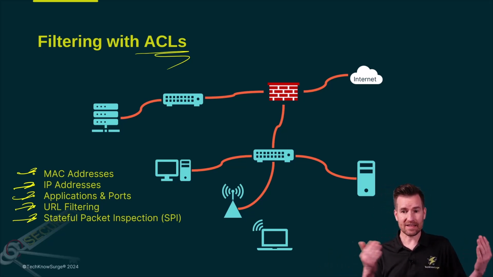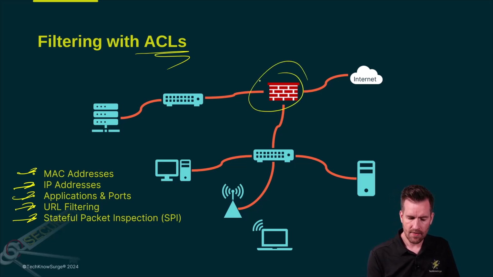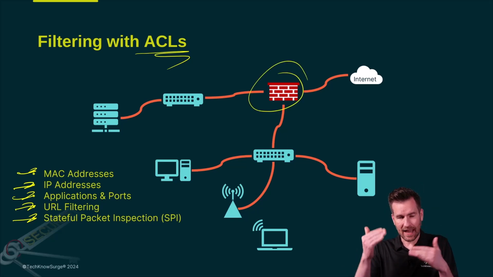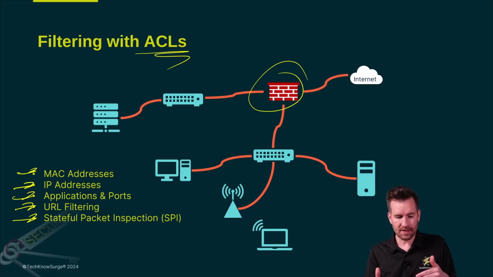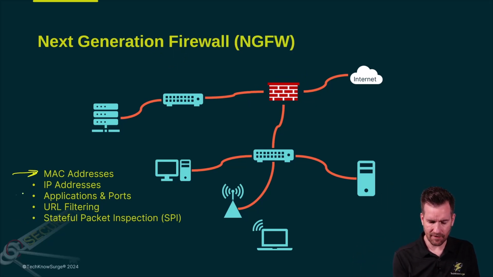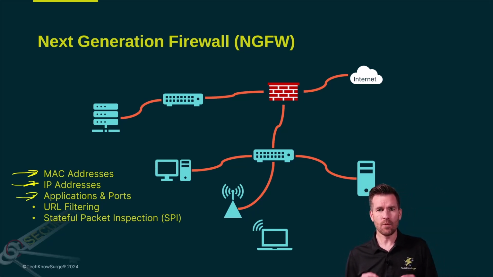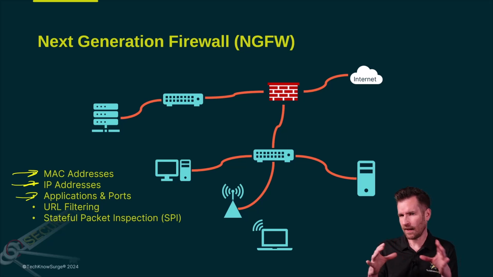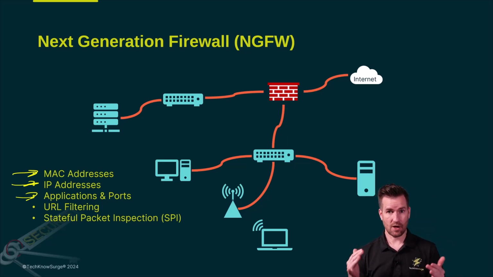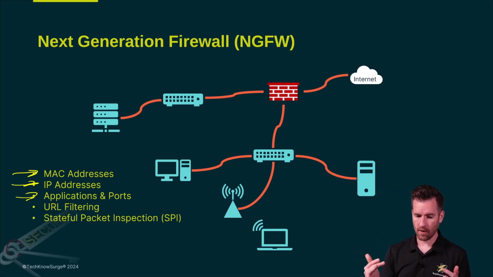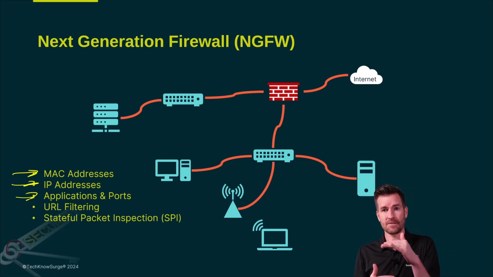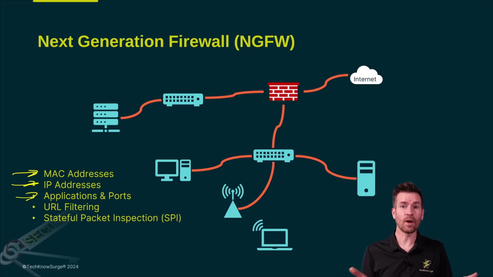So when traffic is coming through this firewall, it can apply these different rules and different ACLs, with different methods to actually look at the traffic going across and accept or deny based off of some of these criteria. Traditional firewalls really were based off of the MAC address, the IP address, the application or the port numbers. It would do some filtering at a very low level. If you look at the OSI model, it's layers 1, 2, 3, and 4.